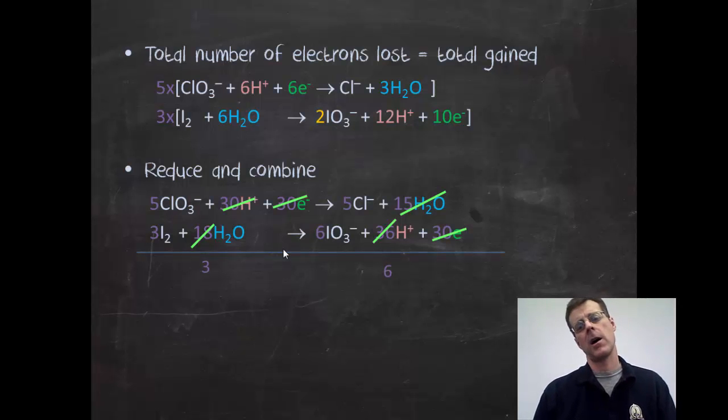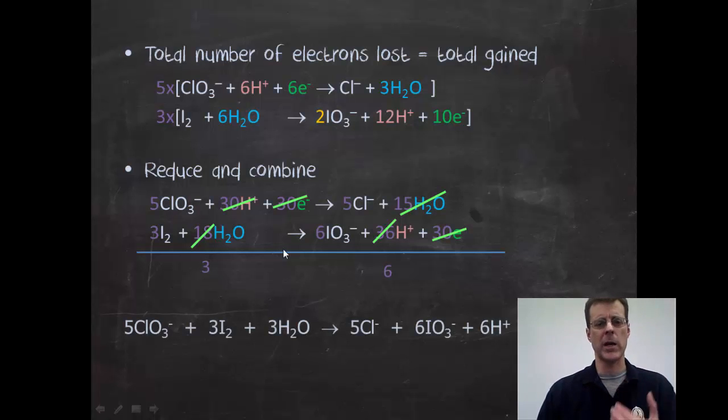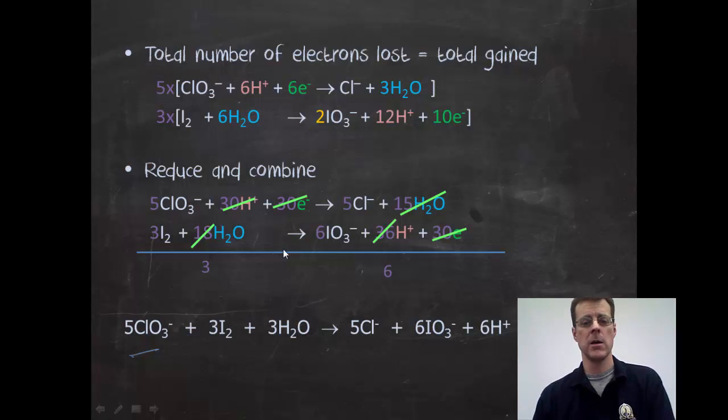Then I combine those. Now my 3s and 6s are kind of in the wrong spot for this, so we'll drop down an extra line. Combining them together, I've got 5 chlorates, 3 iodines, 3 waters, 5 chlorides, 6 iodates, and 6 H pluses. That is a balanced redox reaction using half reaction method.